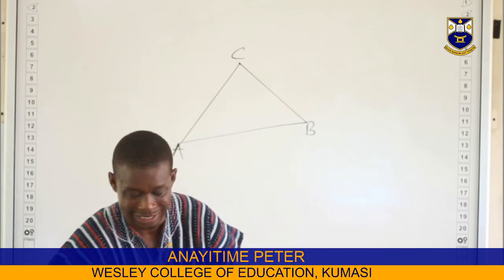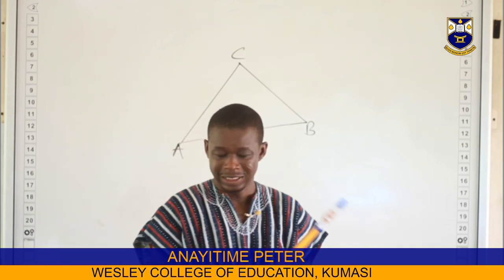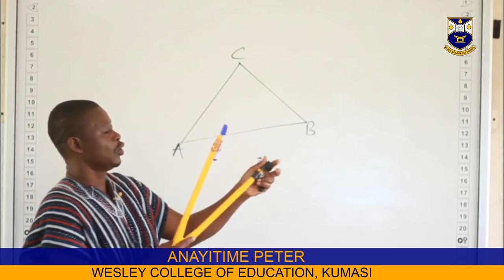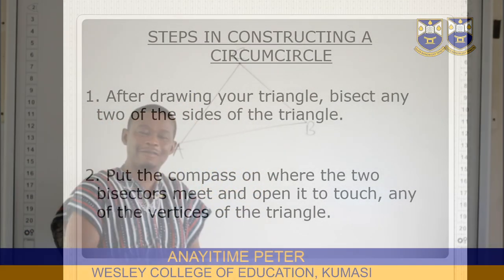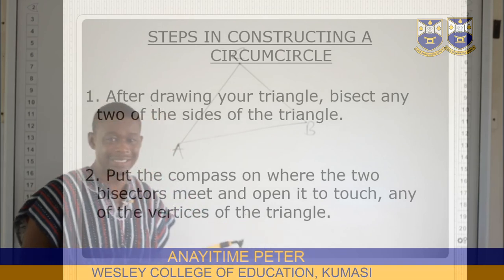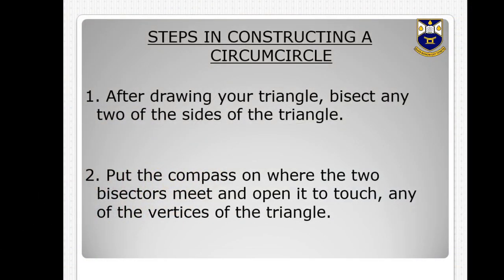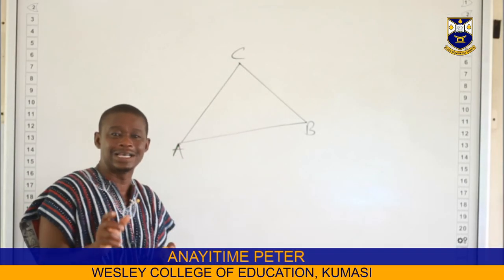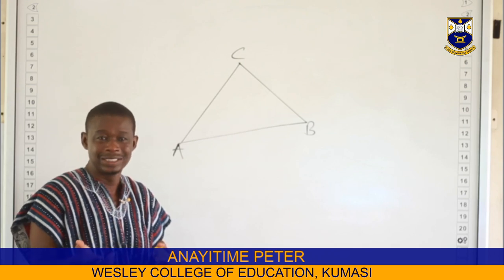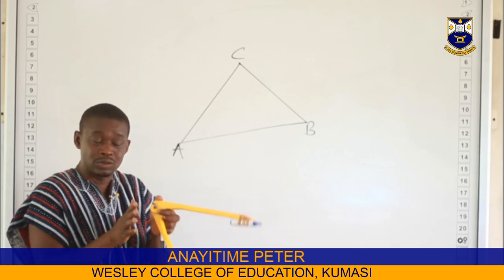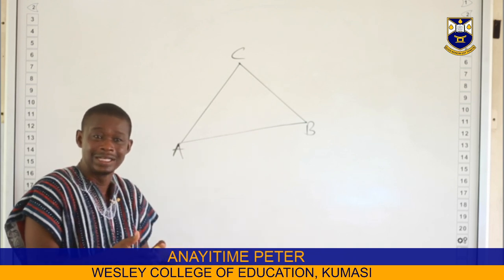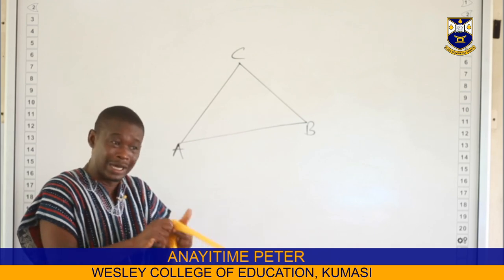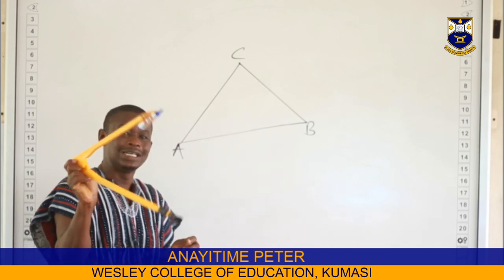So let's look at how to do the bisection. Remember that in bisection, you open the compass more than half of the line to be bisected. So I have my compass here. Please, once again, make sure the compass is firm. Otherwise, it will give you a wrong measurement. What is painful is that at times you won't see this wrong measurement at the beginning. By the time you finish, that is where you see you've made a mistake. So please, from the word go, make sure your compass is firm.